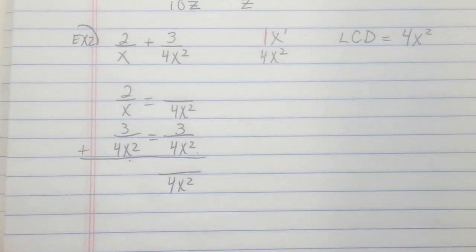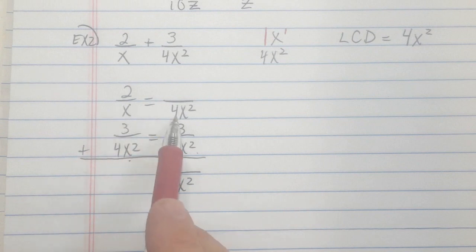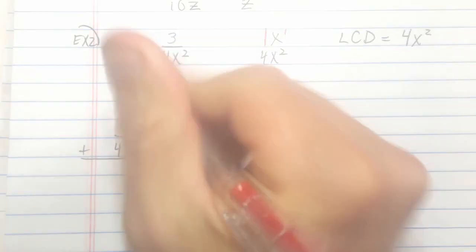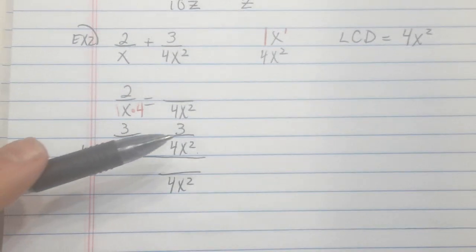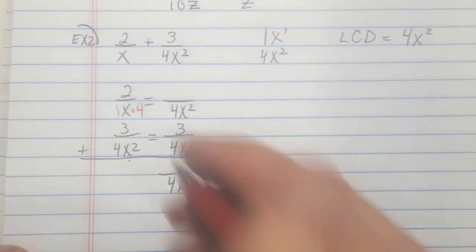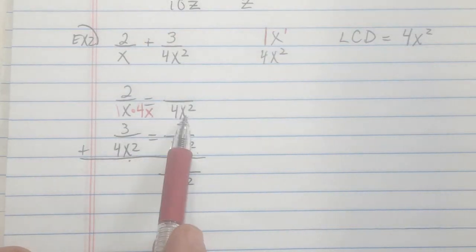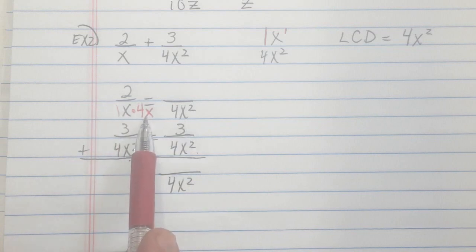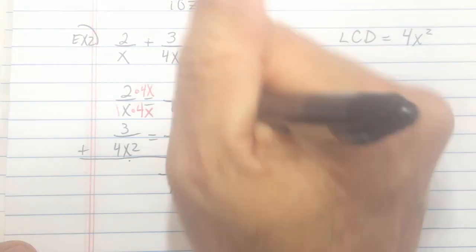It just stays the same, 3 over 4x squared. But if you look at the top one, what do I have to multiply here? First of all, to get it to 4, because remember there's a 1 here, I have to multiply by 4. And how am I going to get the x to become an x squared? I would also have to multiply by an x as well. So that would turn it into 4x squared. Whatever I multiply to the bottom to get to the LCD, I have to do the same thing to the top. And 2 times 4x would give me 8x.